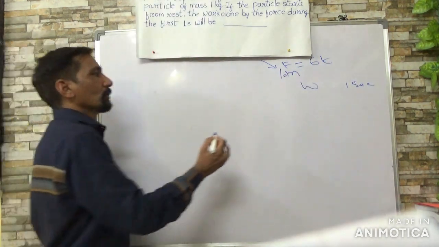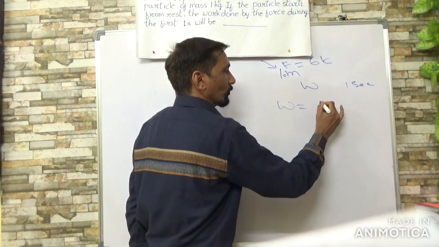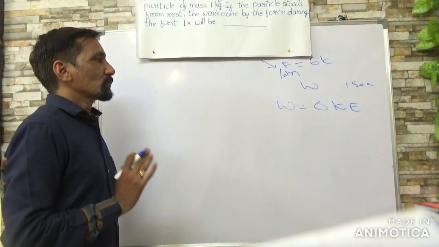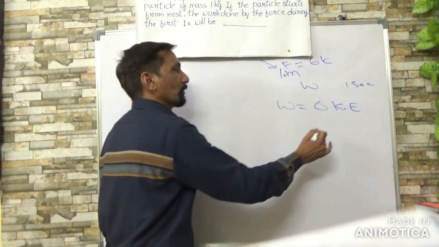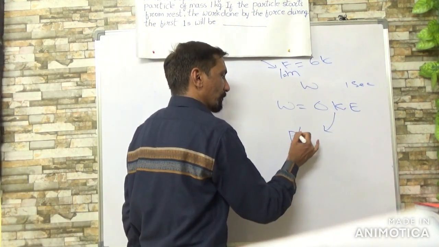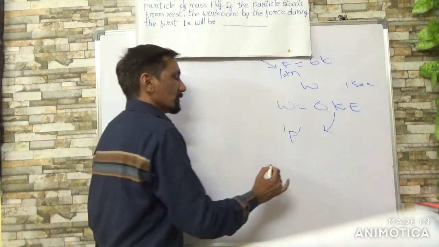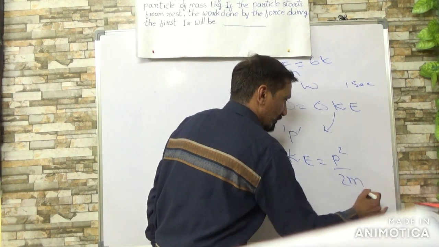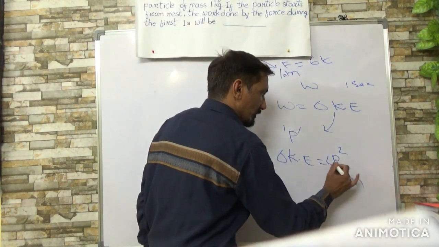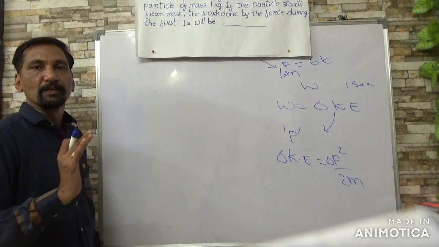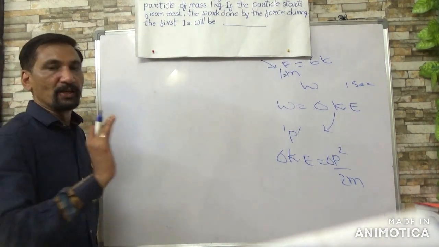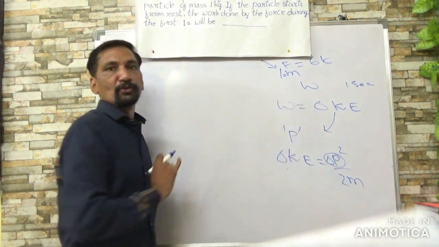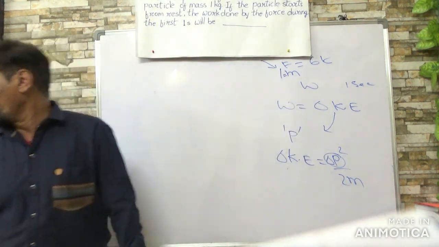So you know work done is always equal to change in kinetic energy. Kinetic energy you can also find through momentum. Kinetic energy is equal to P square by 2m, so change of kinetic energy is equal to change of momentum square by 2m. That means it's very clear that if you know momentum, you can find energy and you can find work done.